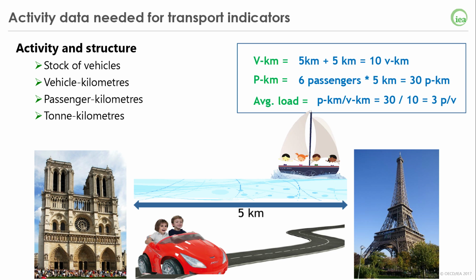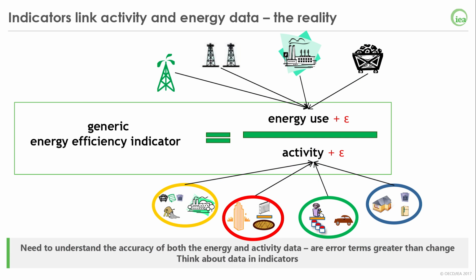Finally, average occupancy or average load is calculated as the total number of passengers divided by the total number of vehicles, or passenger kilometers divided by vehicle kilometers. In both cases, we will receive 3 passengers per vehicle. Now we come back to the slide that we have seen before to underline that both energy consumption and activity data always involve a certain uncertainty that affects our energy efficiency indicator.